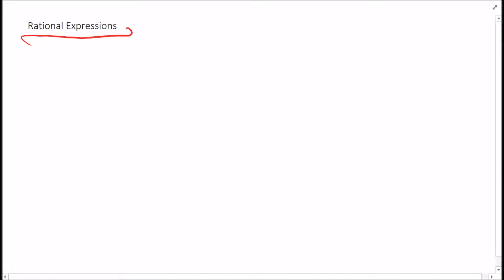Okay, in this tutorial we're going to look at rational expressions. Basically, rational is just talking about fractions. So we're really only looking at algebra dealing with fractions and how we simplify them. Let's just do a few examples.